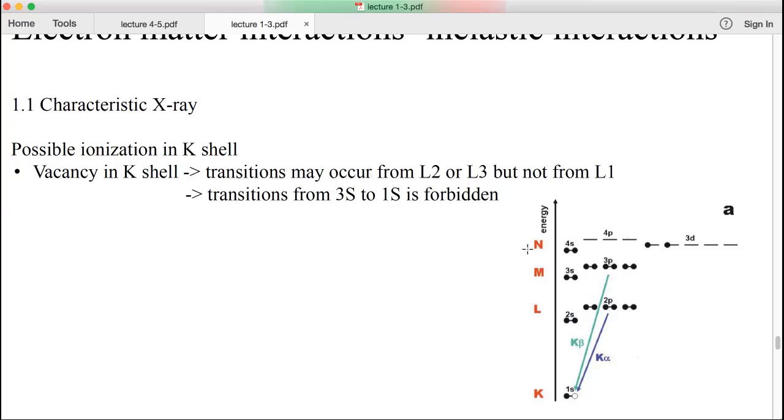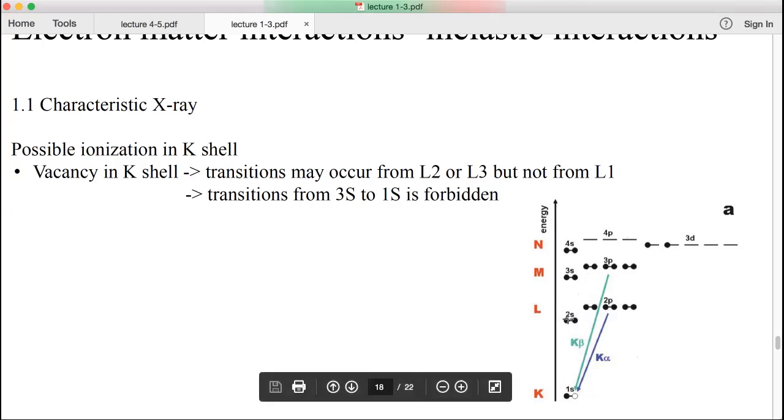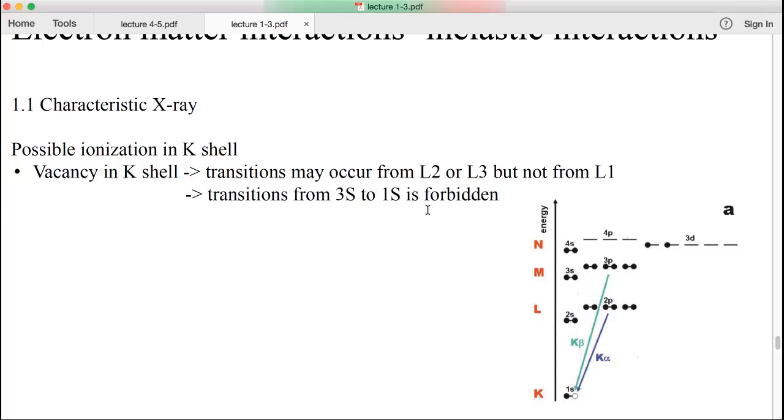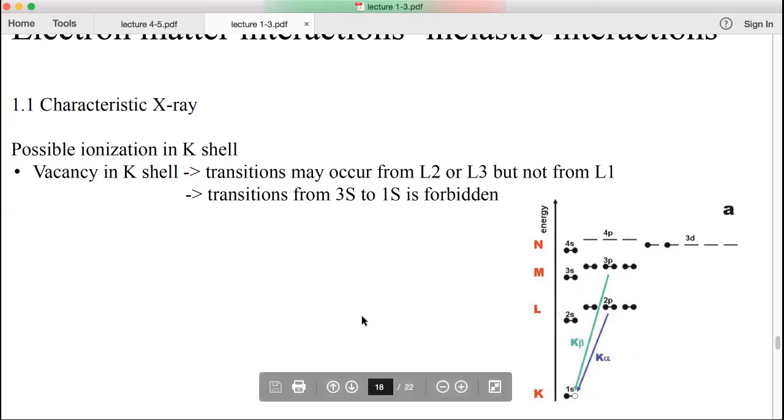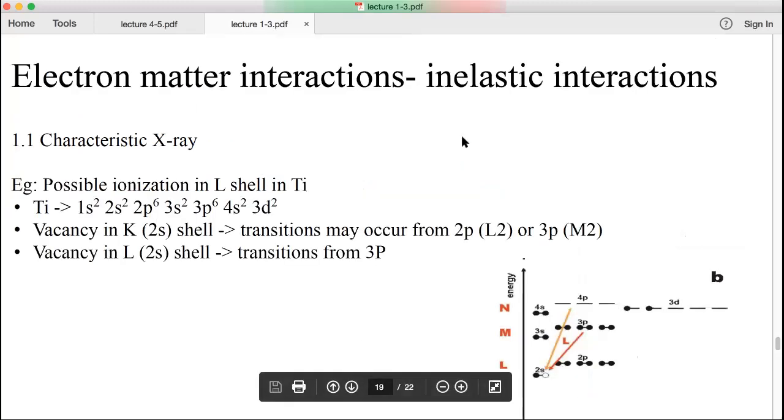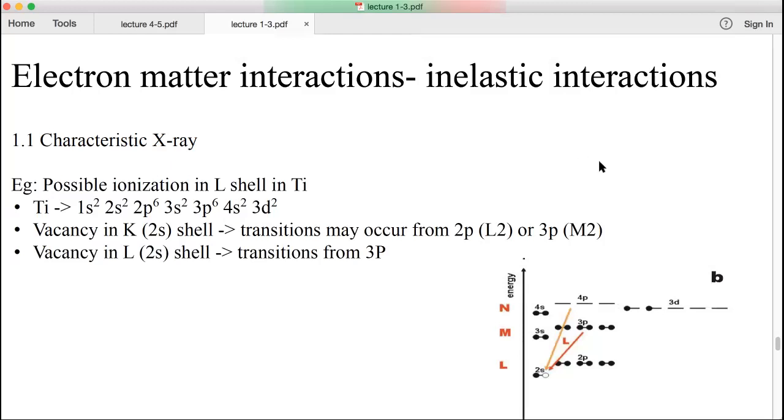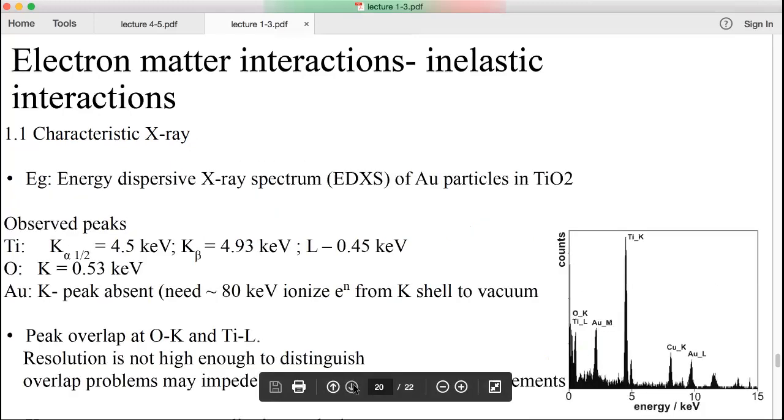Transition may occur from L2 or L3, but not from L1. Why L1? Because it is the 2s. From 2s to 1s is prohibited. Transition from 3s to 1s is also forbidden, but 3p, they are allowed. Right, so you can just go ahead and see what I'm talking about here. It's basically what I repeated earlier.